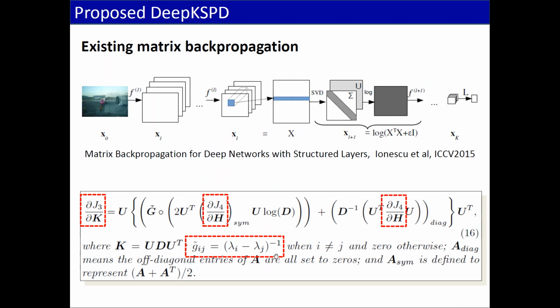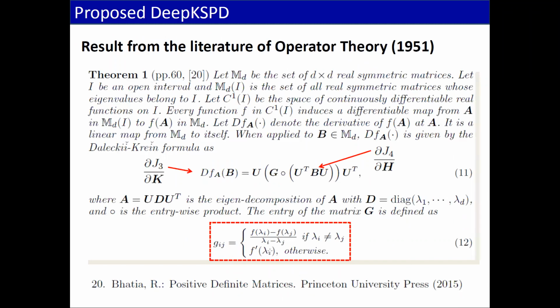There are eigenvalues i and j, and then the inverse. So in this case, if the eigenvalues are similar to each other, you could end up with an infinite value. This causes numerical instability. By studying the literature on positive definite matrices, we found that this kind of gradient issue was studied in the 1950s by mathematicians working on operator theory.